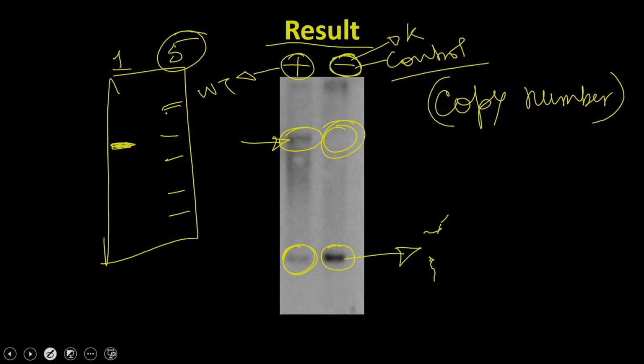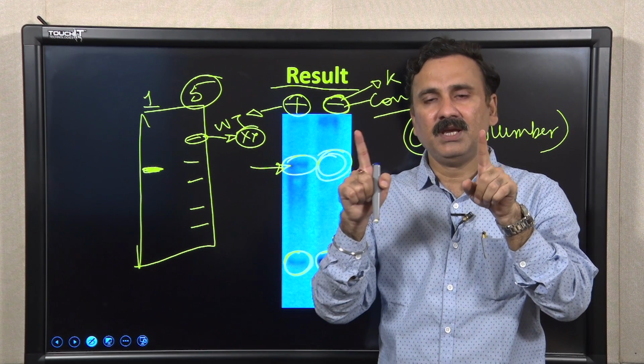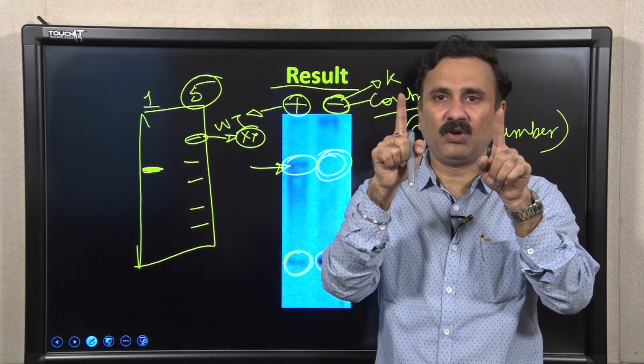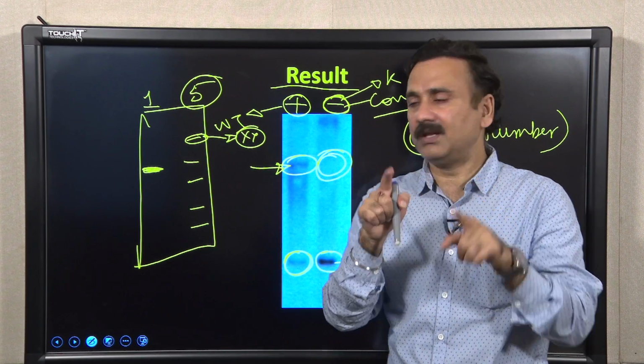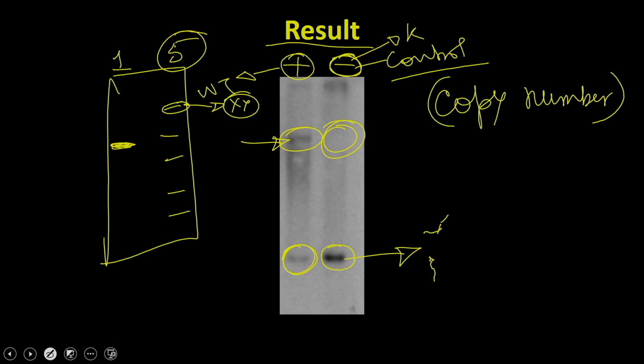Why are you going to have different bands? Because all these genes might be associated with different flanking DNA, X, Y or Z. The fragment you generate is not only going to be of your gene size, because if that were the case you should get a single band irrespective of whether the copy number is 1 or 5, but that is not the case.